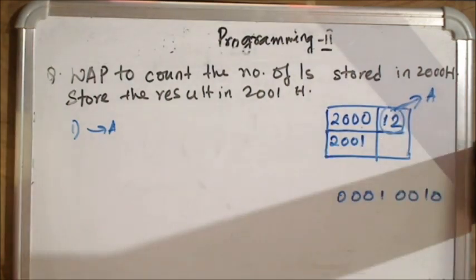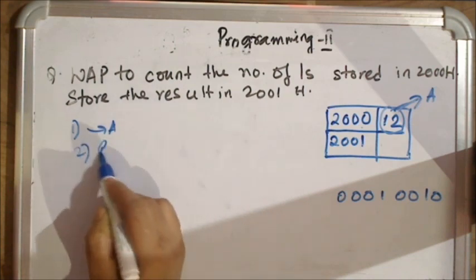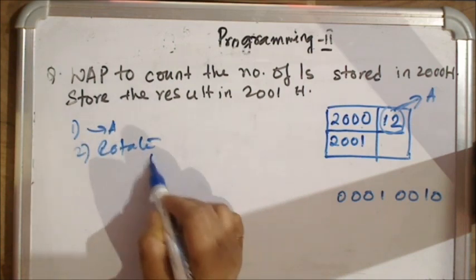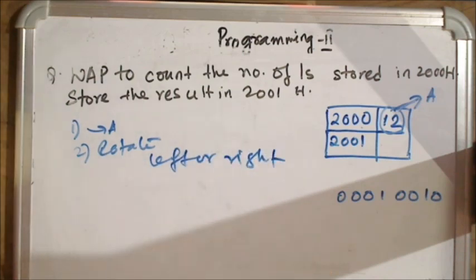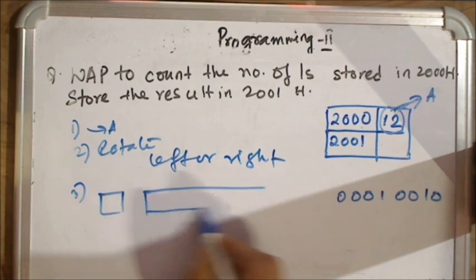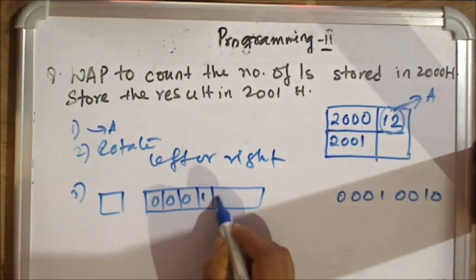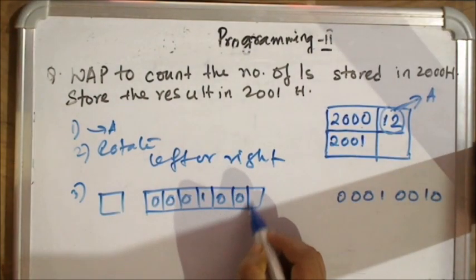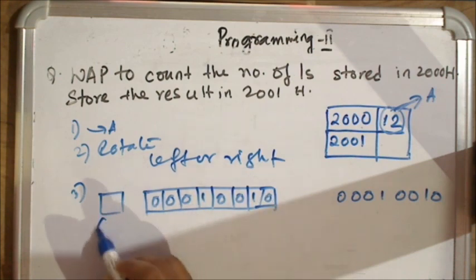And then we will rotate it in whichever direction you like. You take the number into A and then you rotate it, either left or right, in whichever direction you want. I am rotating it left. So when you rotate it left, this is your number 0001, then 0010. So you are rotating it left and this is your carry.